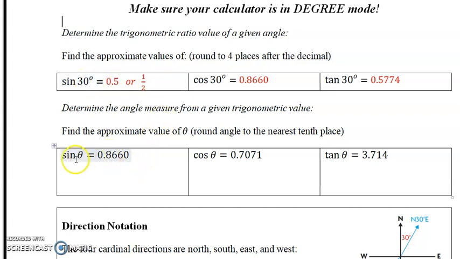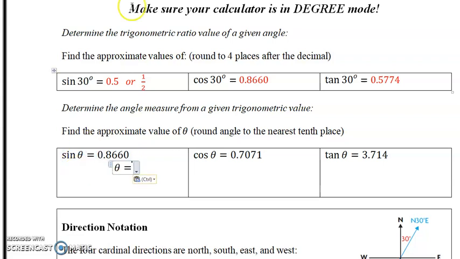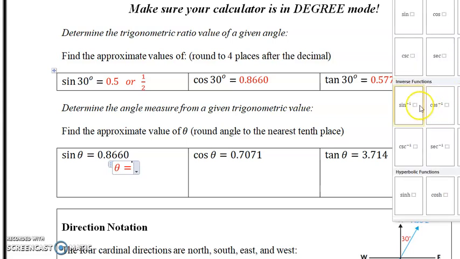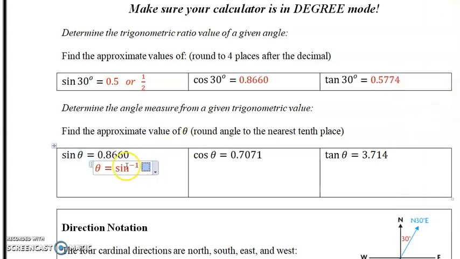Okay? Now if we want to find the angle, it's a little different. So hopefully you recall that if you're looking for theta, theta is going to be the inverse sine or the arc sine, either one is okay, of the value 0.8660. Okay.